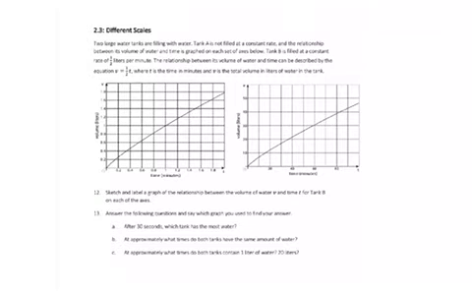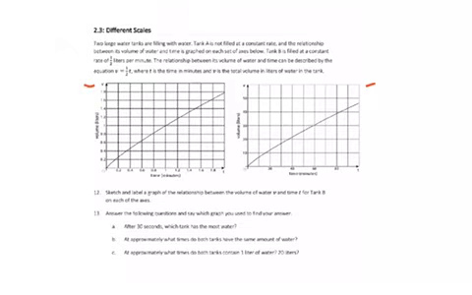So let's look at what 2.3 says. Different scales. Two large water tanks are filling with water. Tank A is not filling at a constant rate, and the relationship between its volume of water and time is graphed on each set of axes below. So you'll notice there's two graphs here, and those are both representing Tank A.